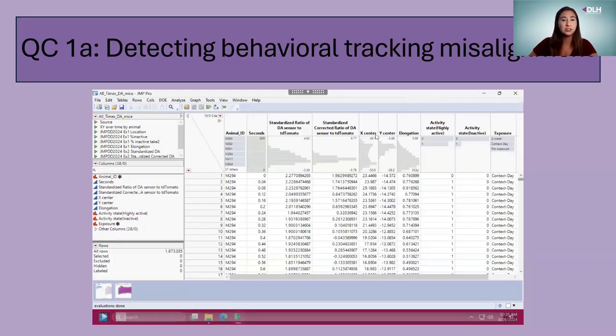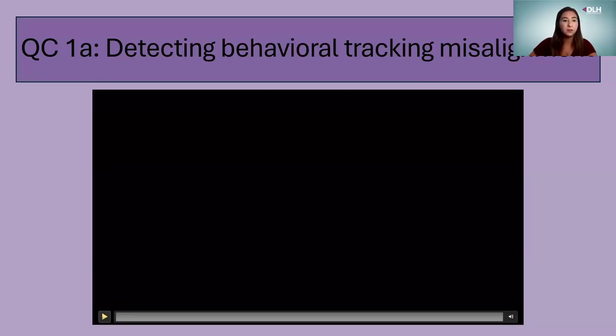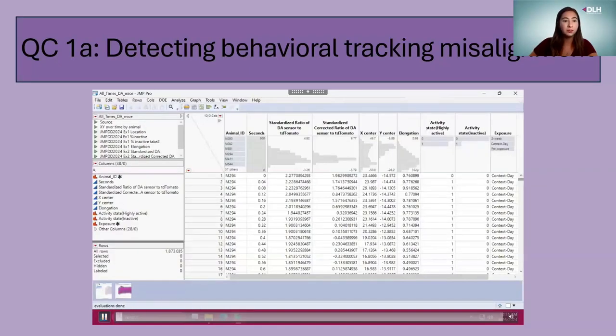It's just their location in the space. Elongation, so whether they're kind of scrunchy or whether they're stretched out. 2 measures of their activity, whether they're highly active or not moving at all. And then our 3 different exposure dates, these are our 3 different time points. All right, so we're going to go over to Graph Builder.